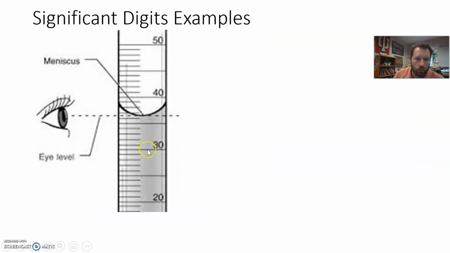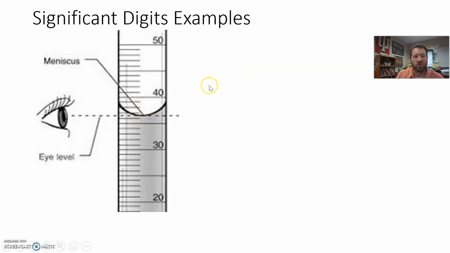All right, here we are, reading a graduated cylinder. Remember, always put your eye level, so it might mean you have to bend over a little bit, but always put your eye level to the bottom of the meniscus. That's what we read. We don't read the top of the meniscus, we read the bottom. We follow it over. Okay, we know for a fact it's 30, there's 35, 36. We know for a fact it's between 36 and 37.